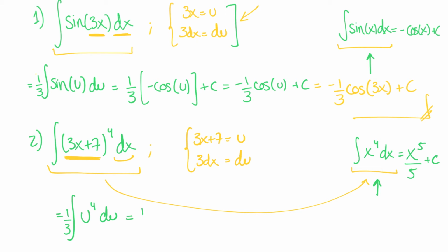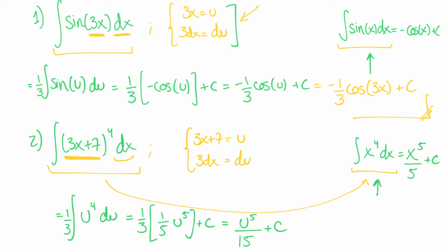So I know that this is going to be 1/3, 1/5 u to the power 5 plus c. It's important to have the constant, guys. Don't forget that. So this is going to be u to the power 5 over 15 plus c.